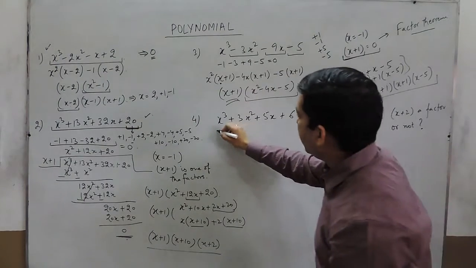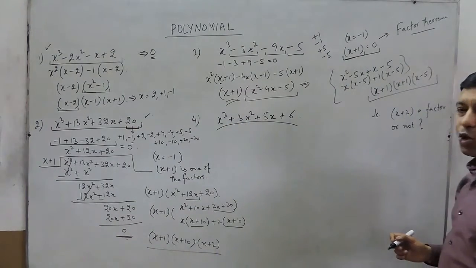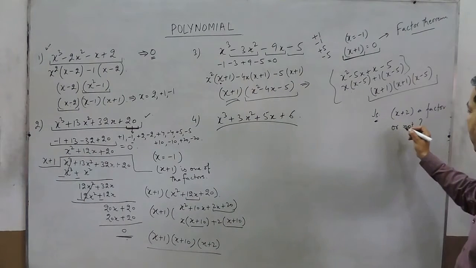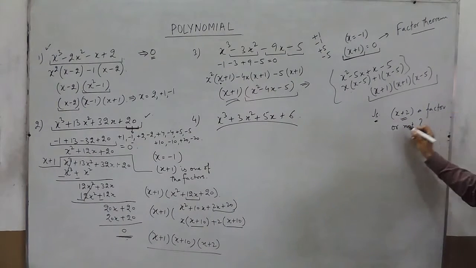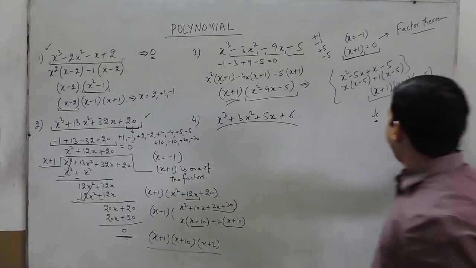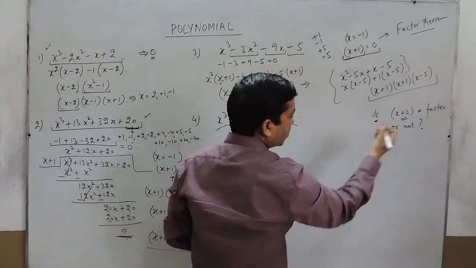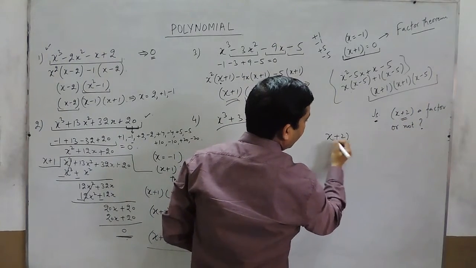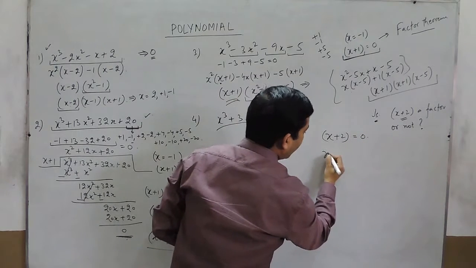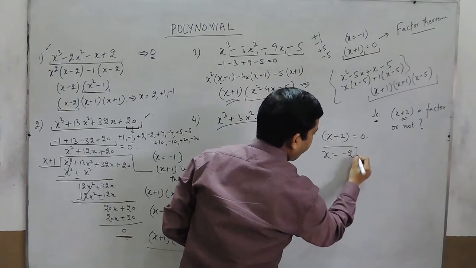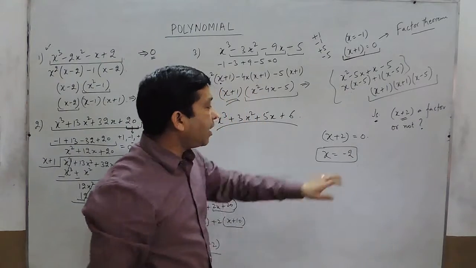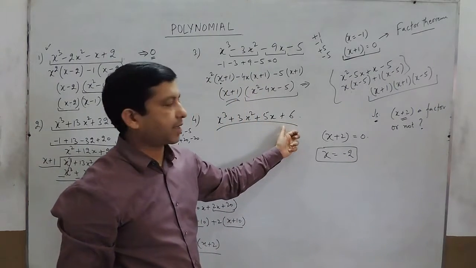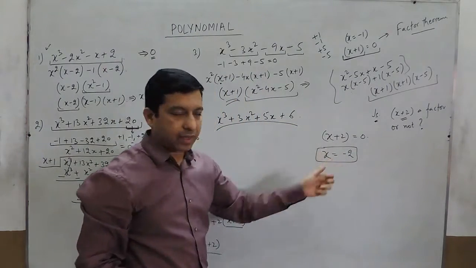Now the question is, this is a cubic polynomial, and we have to find out whether x plus 2 is a factor or not. We have to see that if x plus 2 is a factor, then x plus 2 equals 0, or the value of x is minus 2. Definitely minus 2 is one of the factors of plus 6. So this can be one of the factors.